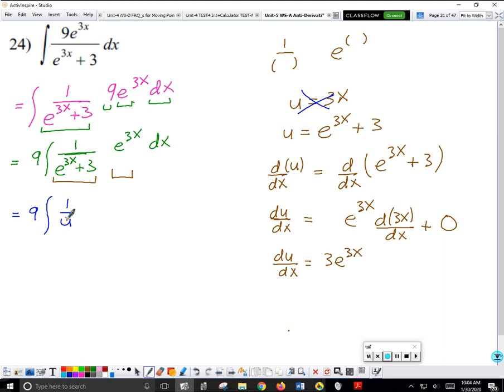I need something to substitute for e^(3x) dx, because I want to change everything from x to u. So look over here. This is du divided by dx. That means we can multiply both sides by dx.